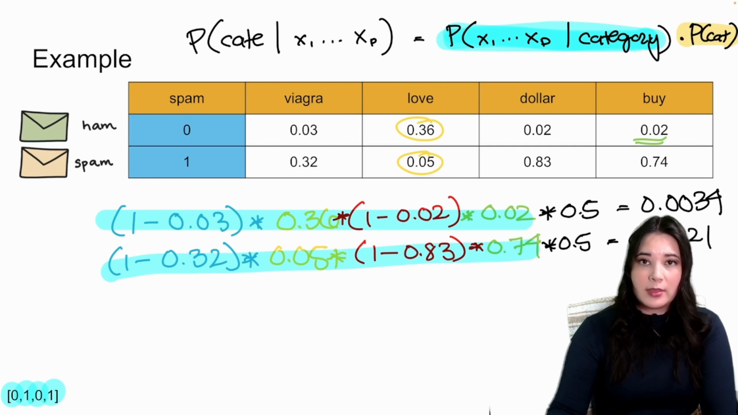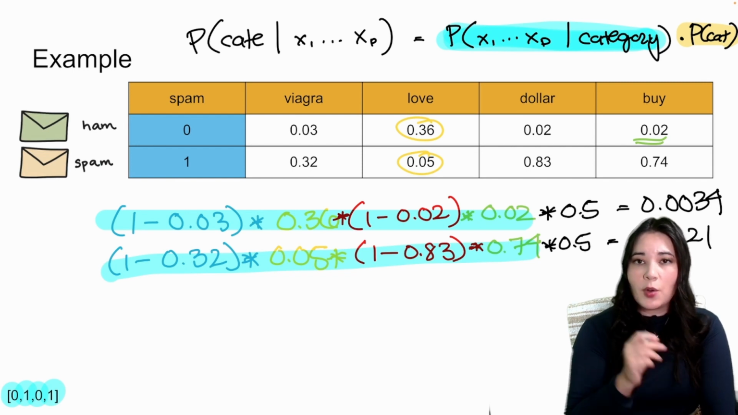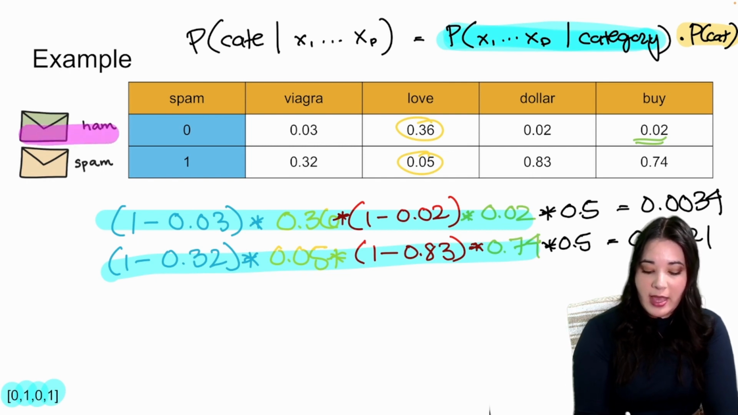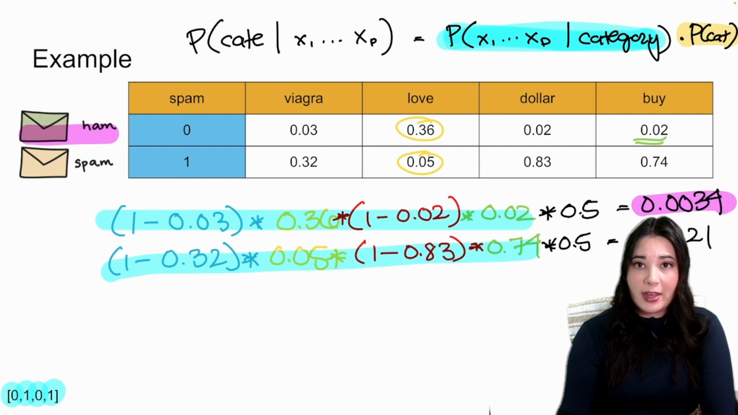0.0021. Now remember, these two scores are not probabilities, but they're proportional to probabilities. So all we have to do is look at which score is higher and choose that category. In this case, that would be ham. Since our score for ham is higher, we are going to classify this email as a ham email.